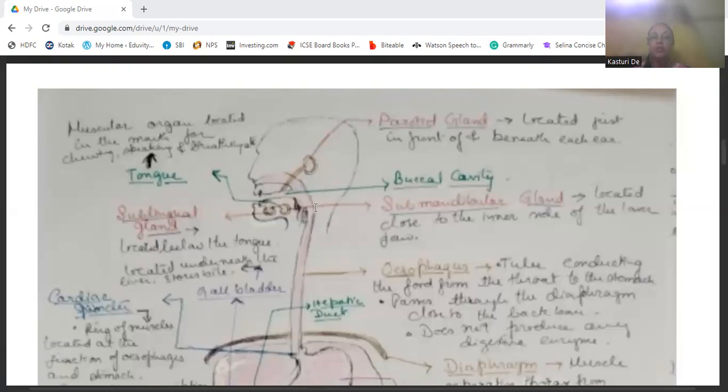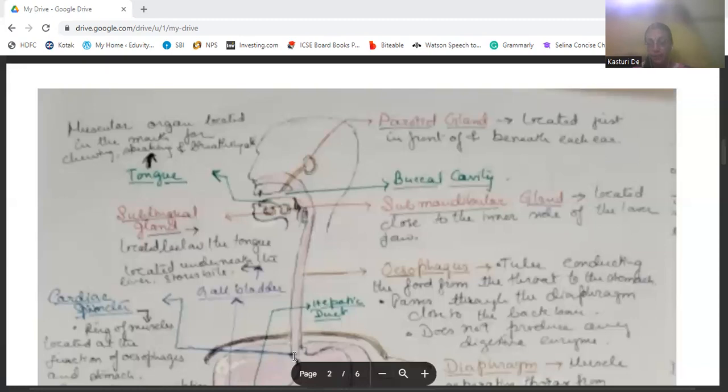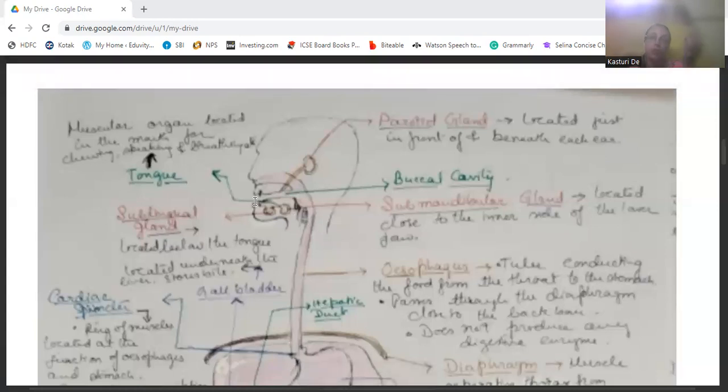The esophagus is the tube which conducts the food from the throat to the stomach, and it passes through the diaphragm. See, this is the diaphragm, this black colored portion. It is very close to the backbone, and it does not produce any juices. The saliva which goes into the mouth has digestive enzymes which digest carbohydrates.